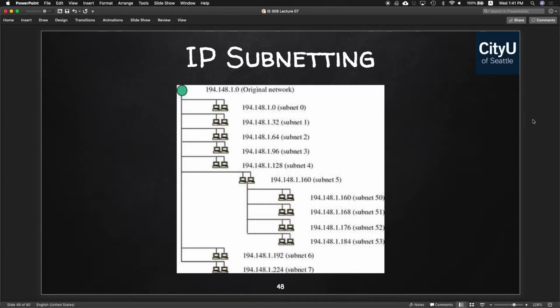So here's how it looks. If you have an IP address here, you can create subnets, and we'll talk about how to do that later on. You can define subnets and assign them to different devices. It could be a computer, a printer, or other devices such as mobile as well.